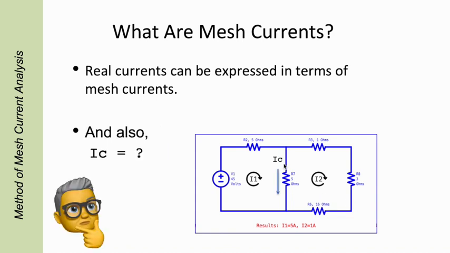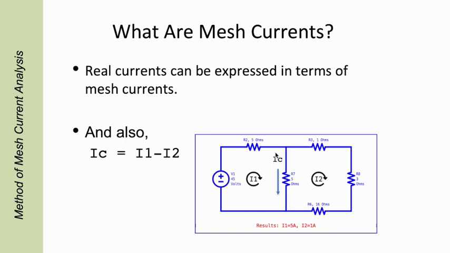And how about this current? A true current, IC, flowing vertically down through that shared resistor. IC would equal what? That is I1 minus I2. IC and I1 are going in the same direction through that vertical element. I2 is going against it.